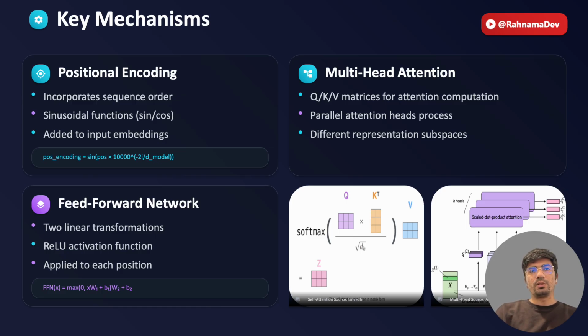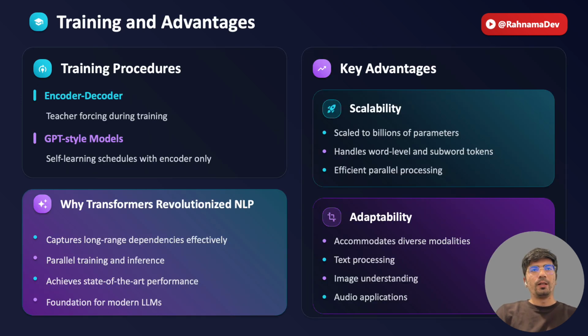Now, let's discuss how these models are trained and what makes them so advantageous. For encoder-decoder models, like the original transformer, training uses a technique called teacher forcing. During training, we feed the encoder the input sequence. For the decoder, we feed it the correct previous tokens, the teacher, instead of its own predictions. This makes training much more stable and efficient.